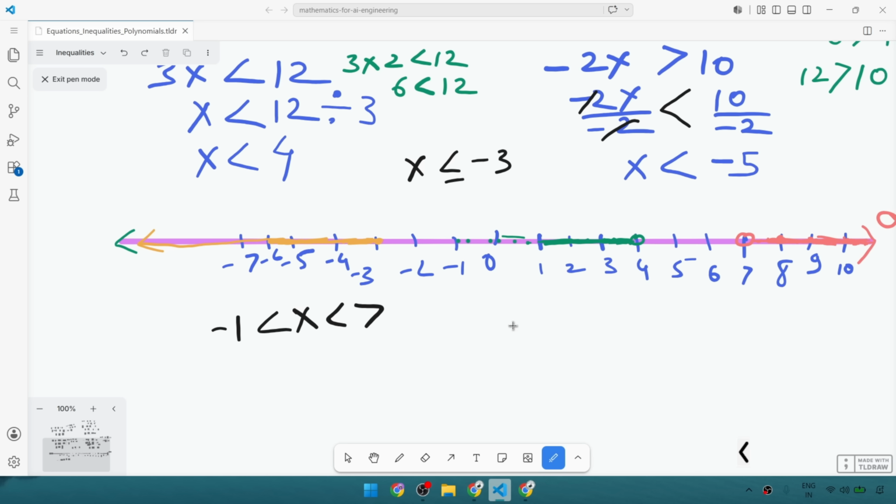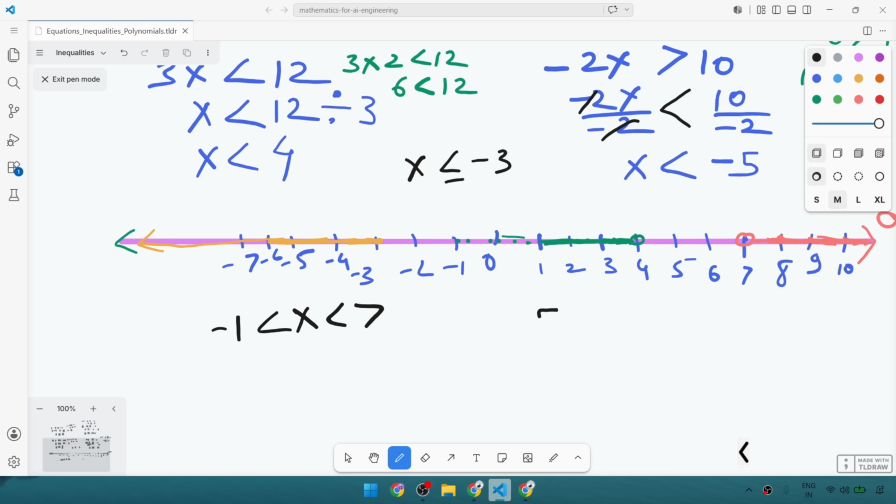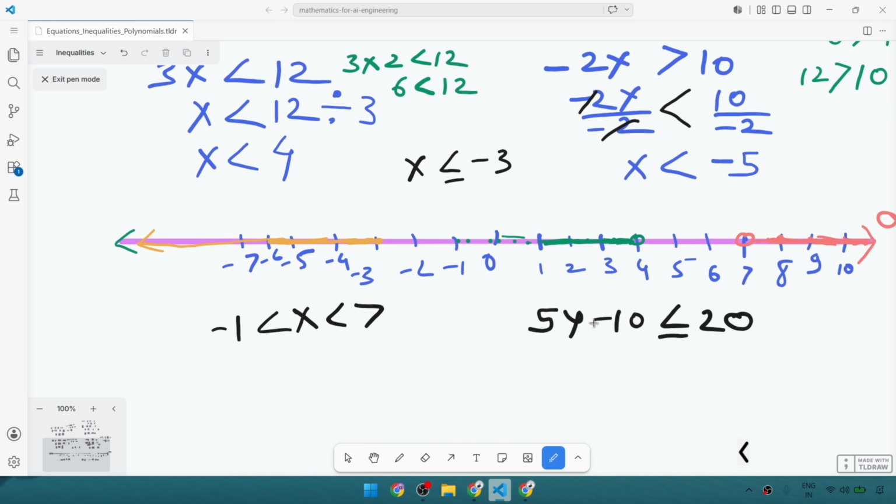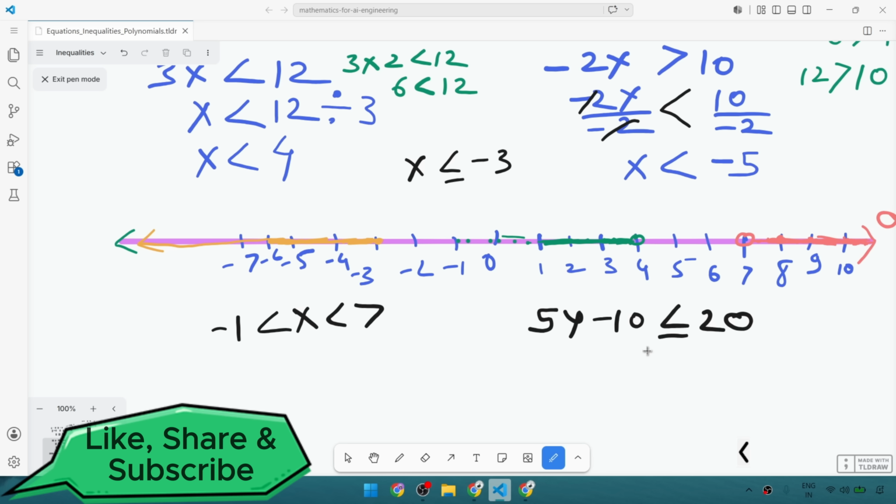And now there is one more assignment which you need to solve. Our example is 5y minus 10 less than or equal to 20. So now you need to get the value of this particular y. You need not get confused with the variable name. It can be anything: x, y, z, a, b, c. So solve this inequality and let me know in the comment section what the answer is.